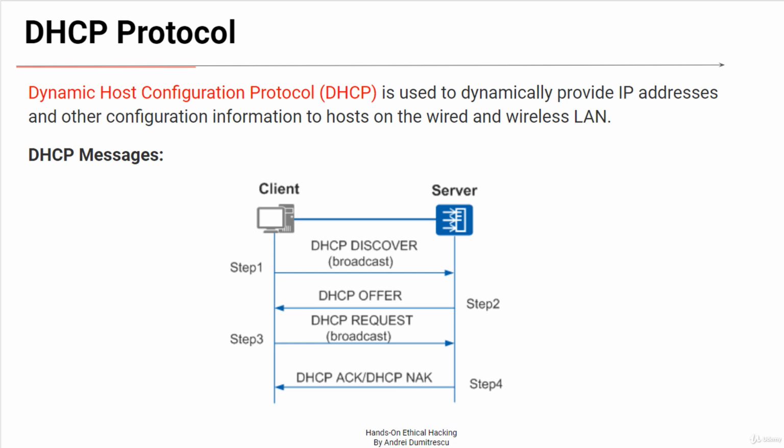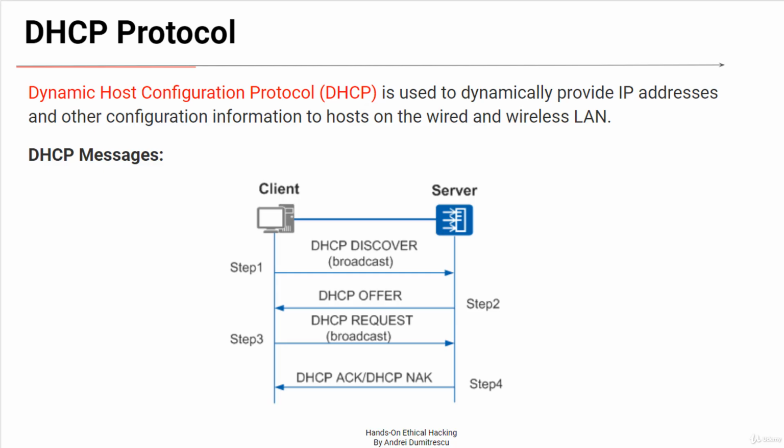Dynamic Host Configuration Protocol, or DHCP, is used to dynamically provide IP addresses and other configuration information to hosts on wired or wireless networks. When you connect your mobile phone or your laptop to the Wi-Fi network, they will receive all necessary information to communicate on the network and on the internet, like IP address, network mask, default gateway, and DNS servers from the DHCP server, which in many cases, especially in small LANs, is the router. The configuration is assigned with a lease time.